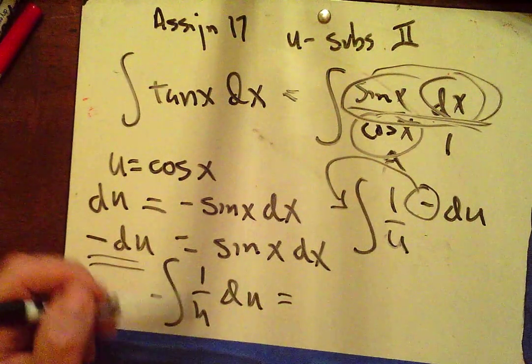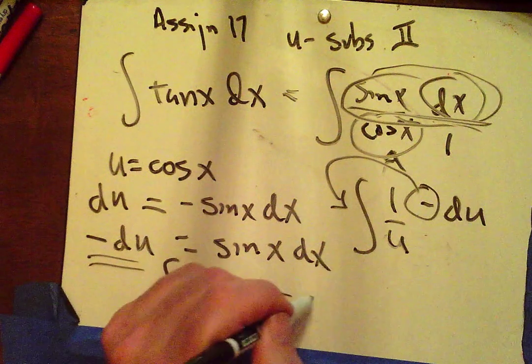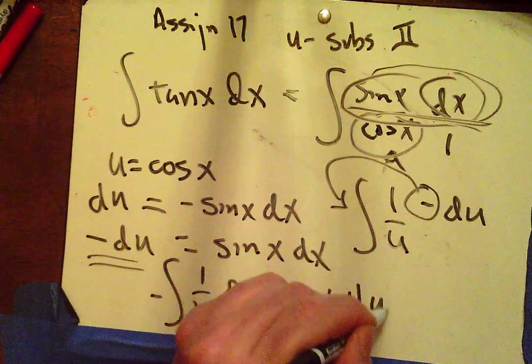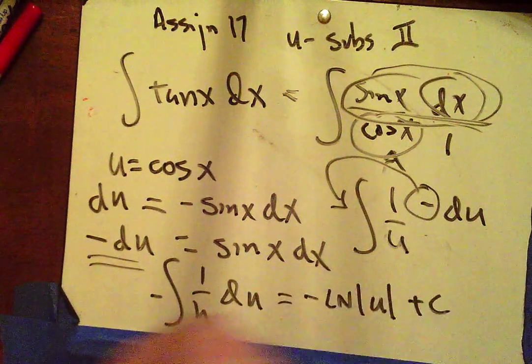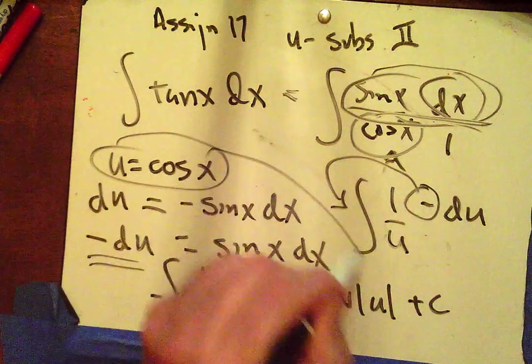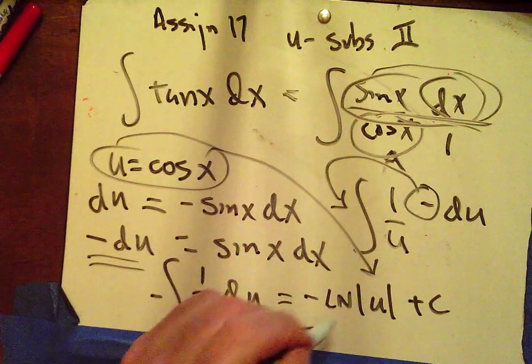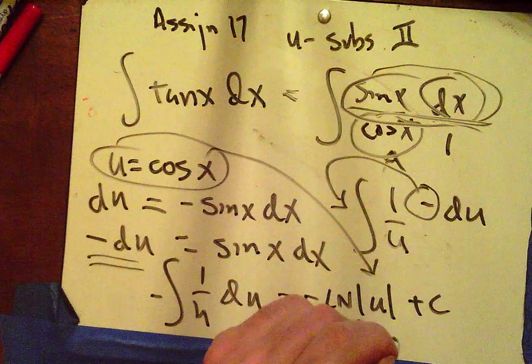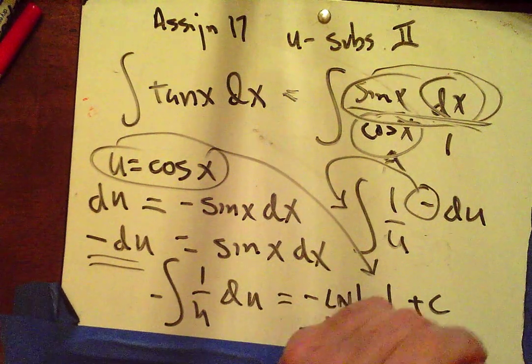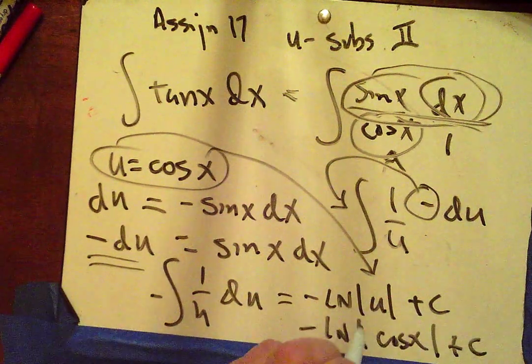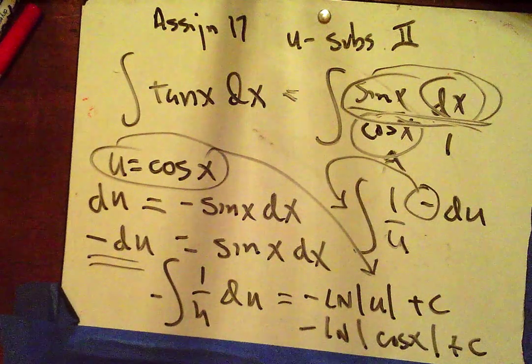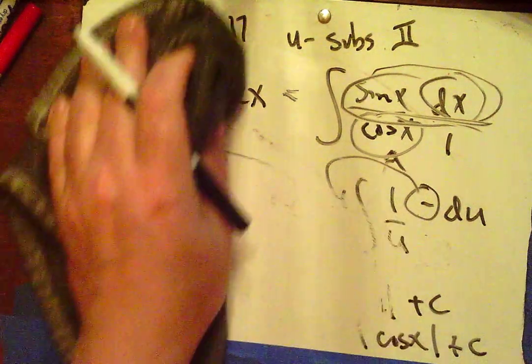Well, we know the antiderivative of 1 over u is ln of u. And don't forget to replace u with that x stuff. Negative ln of cosine x plus c. Okay, and don't forget these absolute values. All right, so perhaps we're warmed up now. Perhaps we're ready to go.